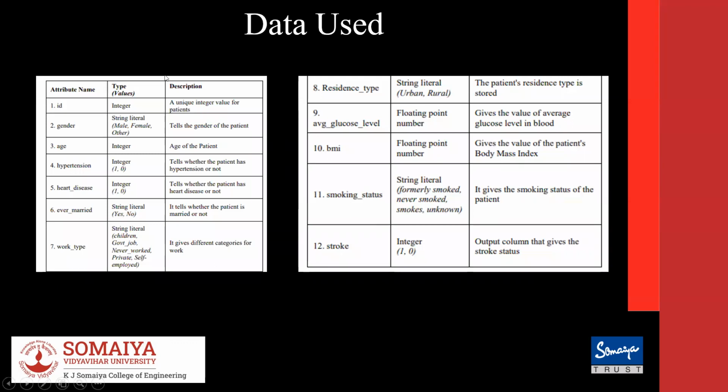So this is the data used. The ID column is the first column, which is an integer. Then you have gender, which is male, female, or other. Age, hypertension. It tells you whether the patient has hypertension or not. Heart disease tells you whether the patient has heart disease or not. Is he ever married? What kind of work he does, where he stays, average glucose level, BMI, which stands for body mass index, smoking status, has he formerly smoked, never smoked, does he smoke currently, or is it unknown, and stroke. So stroke is basically your label, which is what you are trying to predict, and it is basically a binary value, 0 or 1.